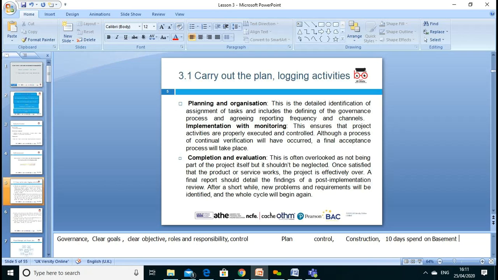For suppose a construction project we have, you need to think about it. We set 10 days to spend first on the basement. So the basement will be prepared in 10 days. So we need to look around in those 10 days.